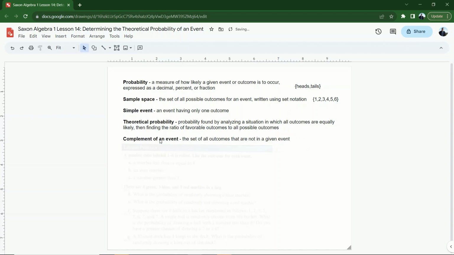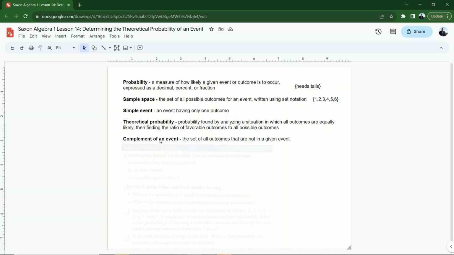One other thing, I don't know how much this one matters, except that it comes up sometimes in the assignment. A complement of an event is the set of all outcomes that are not a given event. So the complement of flipping heads on a coin is flipping tails on a coin. The complement of rolling a 2 on a dice is rolling a 1, 3, 4, 5, or 6 on a dice.